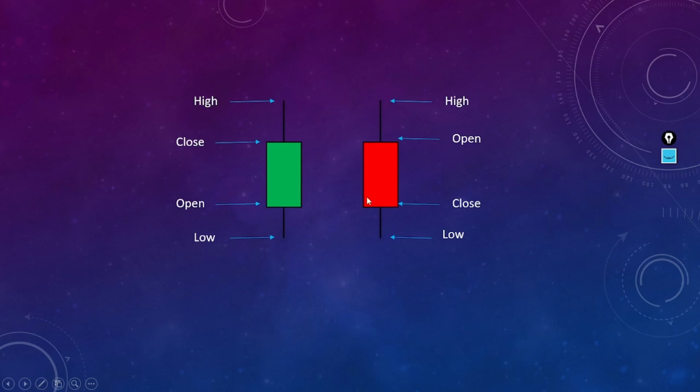So the difference is between where they open and close. For a bullish candle, it'll open a little bit lower, come down, then go up and close higher than where it opened. And for a bearish candle, it'll close lower than where it opened. So it'll open at the top here, go a little bit up, go all the way down and close lower than where it opened.